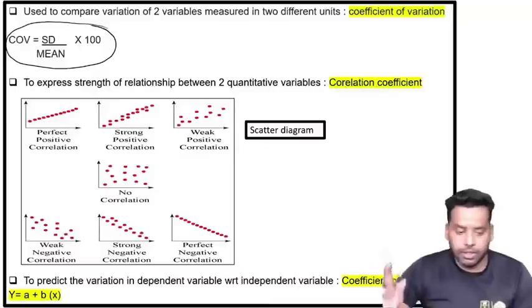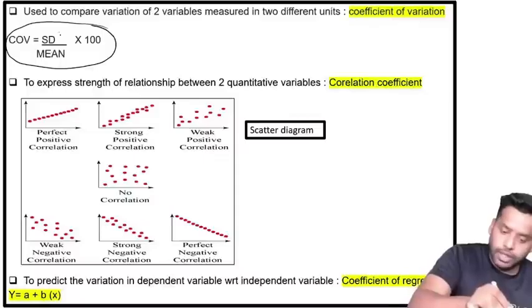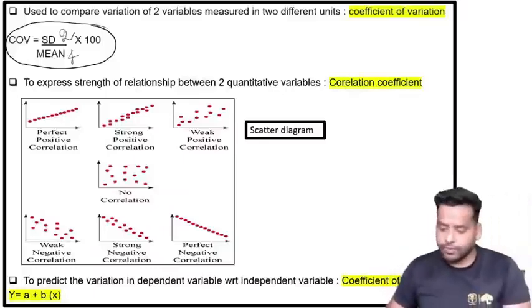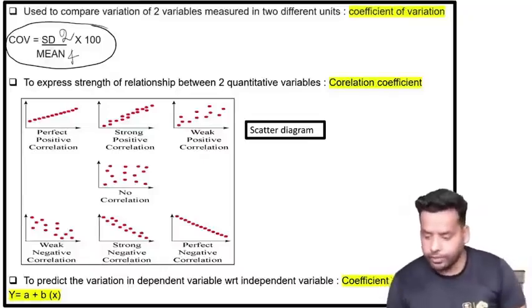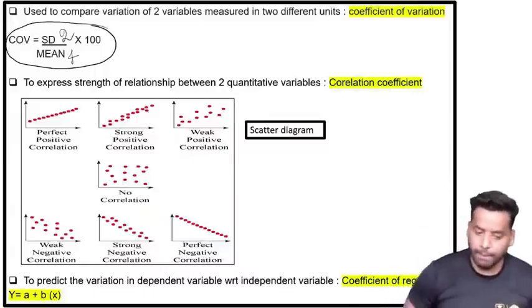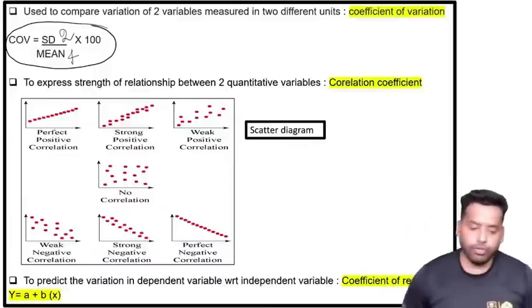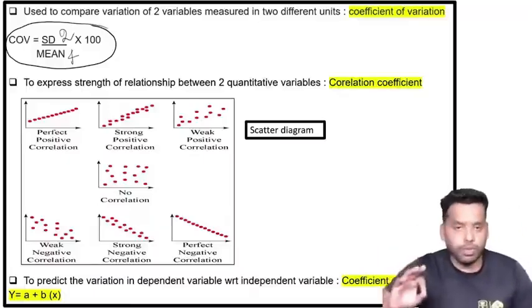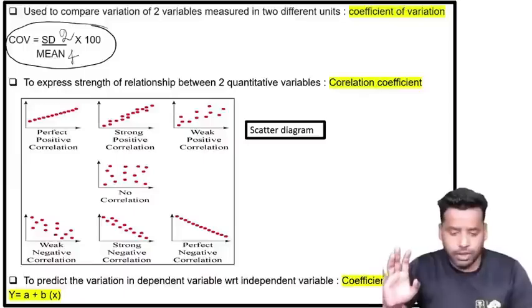Yes, very good. If I am asking this question, listen. Standard deviation is 2, mean is 4. What is the coefficient of variation? 50% means your deviation is how much percent of mean? 50%. Yes, good.